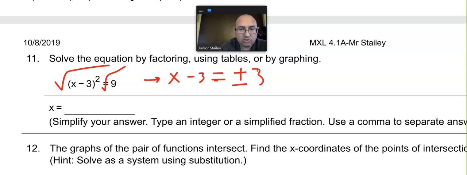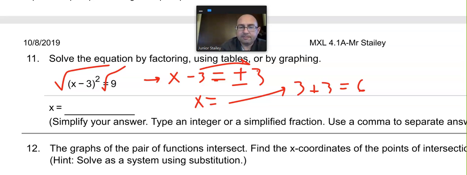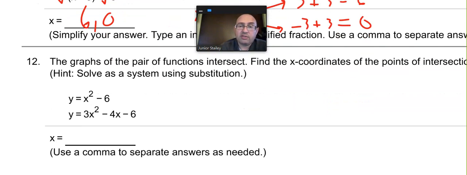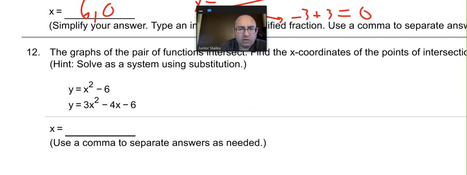That's right, in the solving situation. And we're going to push that to the other side, which gives me 2 different answers. 3 plus 3, which is 6, and negative 3 plus 3, which is 0. So 6 and 0 would be your answers. It doesn't matter what order you put them in, as long as you have them both. You don't have to factor that because it already is factored.